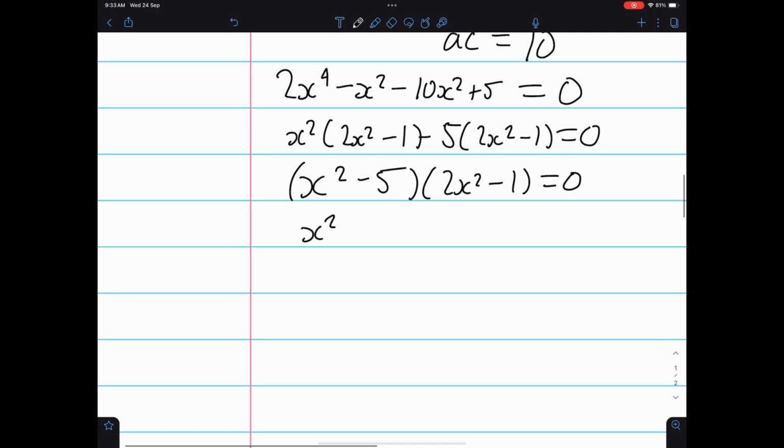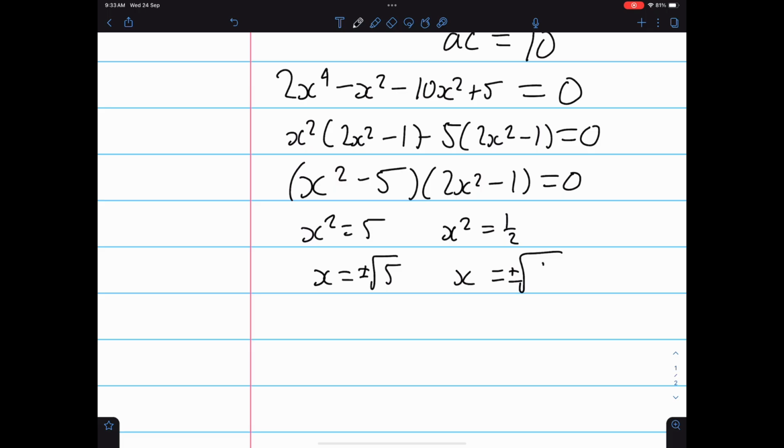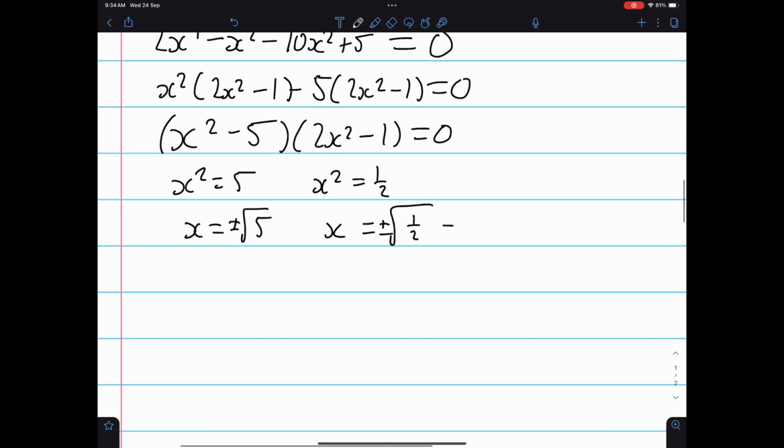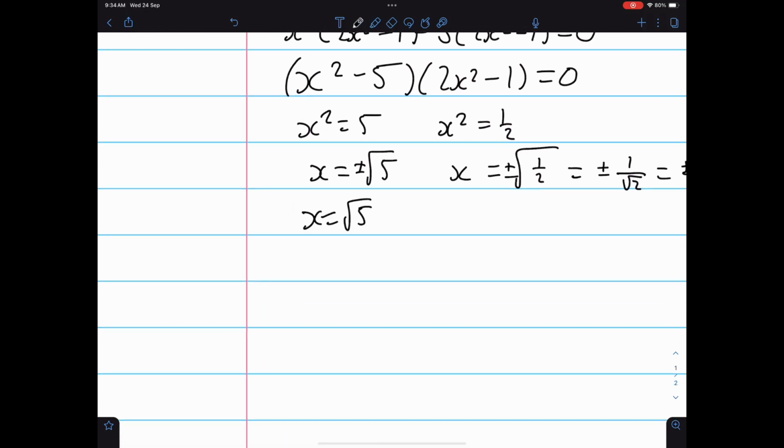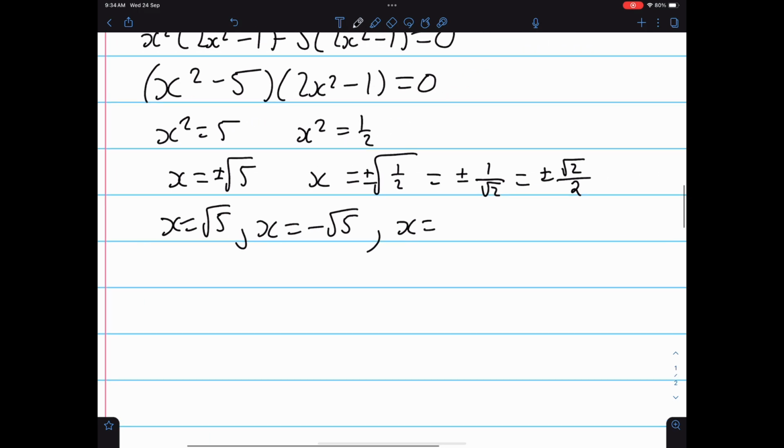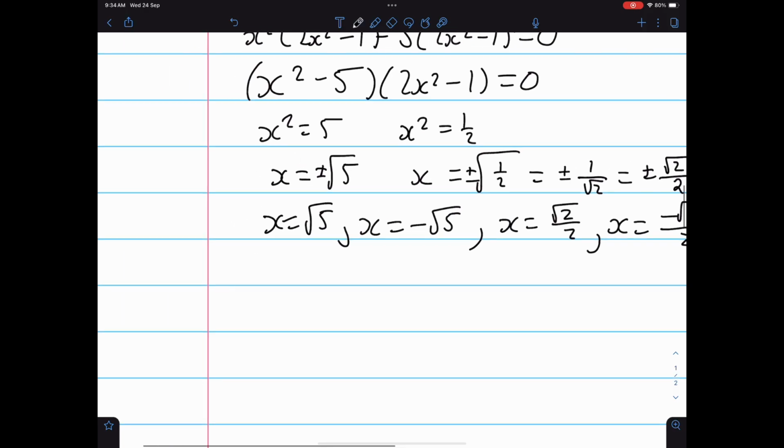Right, so x squared will either equal 5 or x squared will equal 1/2. So x equals plus or minus root 5 or plus or minus root of half. So that's plus or minus 1 over root 2, which is root 2 over 2. So we get x equals root 5, x equals minus root 5, x equals root 2 over 2, x equals minus root 2 over 2.